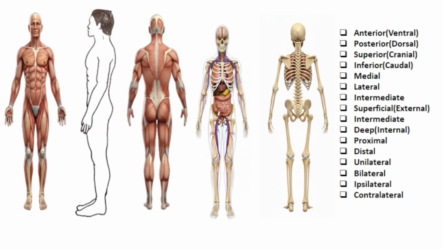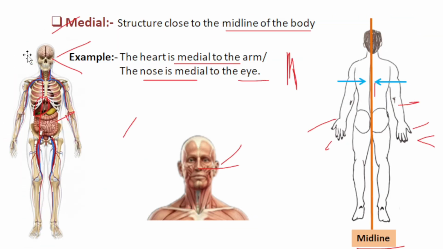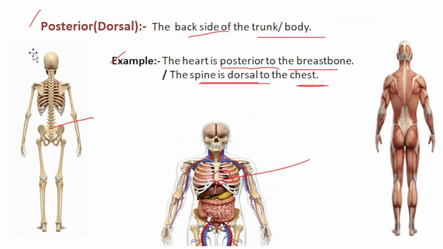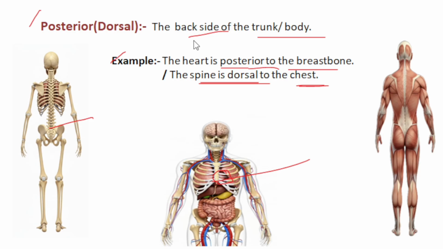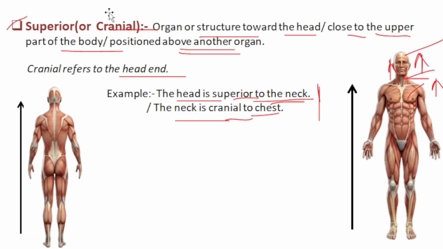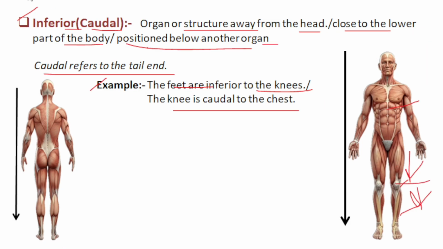So these are all the terms that I have described until now. First, anterior: the organs that are present in the front of the body are called anterior. Then posterior: the organ that is present on the back side of the body is called posterior or dorsal. Then superior: the structure that is present towards the head or the upper part of the body is called superior, while cranial means the head end. Then there is inferior: the structure that is present away from the head or closer to the lower part of the body is called inferior, where caudal refers to the tail end.